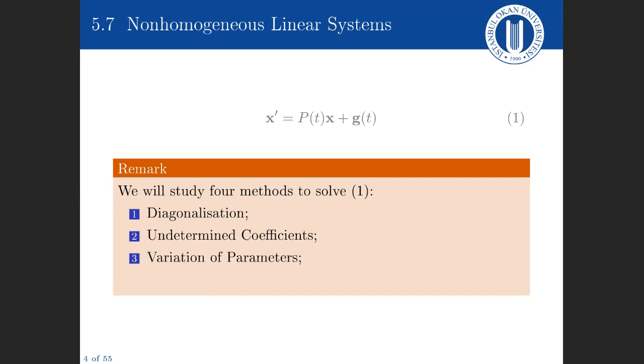We're going to be using variation of parameters. Again, we've already talked about variation of parameters in chapter 3 when we looked at second order equations. We'll use the same ideas here for a linear system. And then finally, we're going to use the method of the Laplace transform.